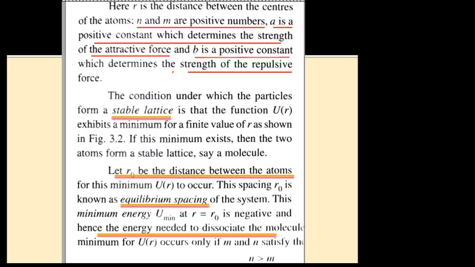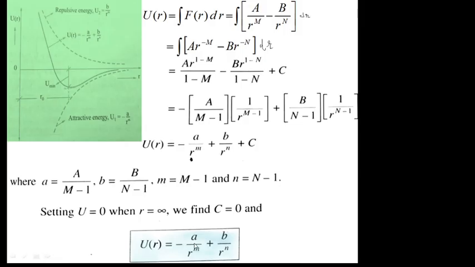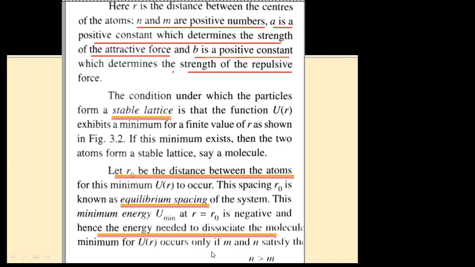Okay, here let us understand a little about what is R, what is M, which we have seen earlier, but let us repeat again. R is the distance between the centers of atoms. N and M are basically positive numbers, exponential power factors, right? A is a positive constant which determines the strength of the attractive force, and B is a positive constant which determines the repulsive force. If we are talking about force, right?